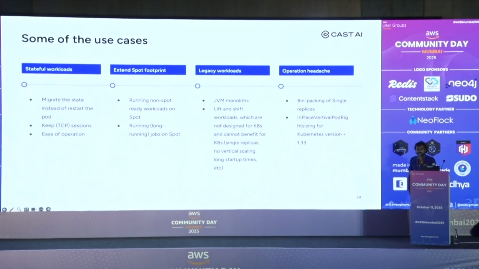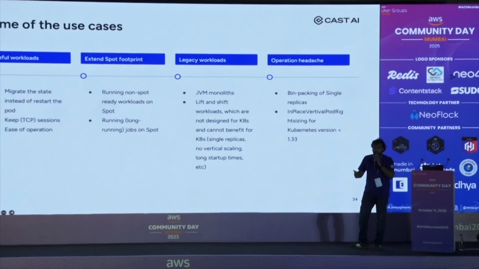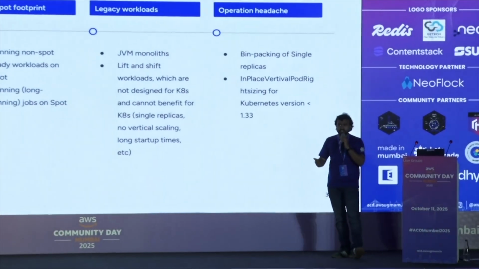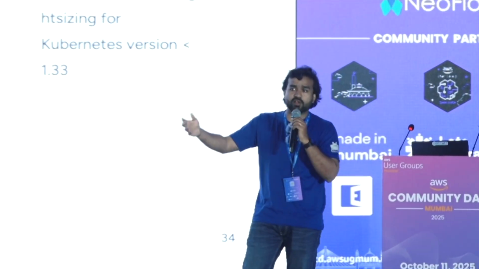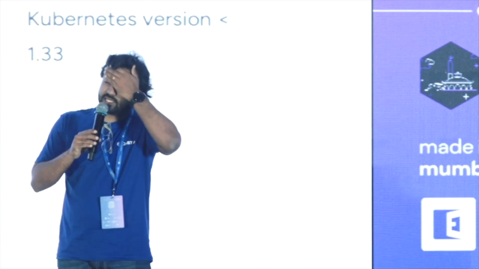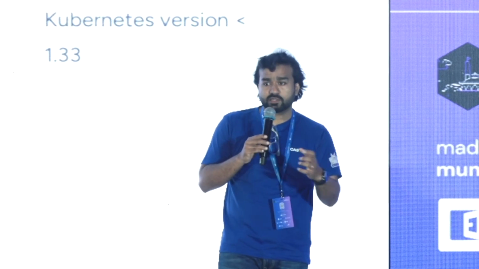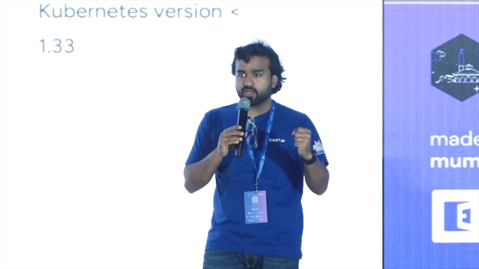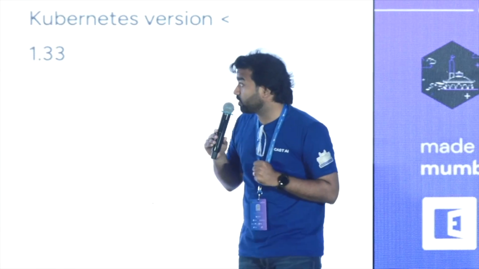So some of the use cases: we can migrate state instead of killing the pod and creating it again, and we can keep the TCP sessions. Operation is easy. Here I am doing it manually, but in our use case we do it automatically. So if you're using Spot and something goes wrong with the Spot, it automatically migrates without interrupting your workload. A lot of banks are using very old applications, Java monoliths. Those you can migrate and bin pack easily into a single node. If you have a stubborn old workload that is not ready to move, you can just migrate it into a newer node without interrupting the workload.